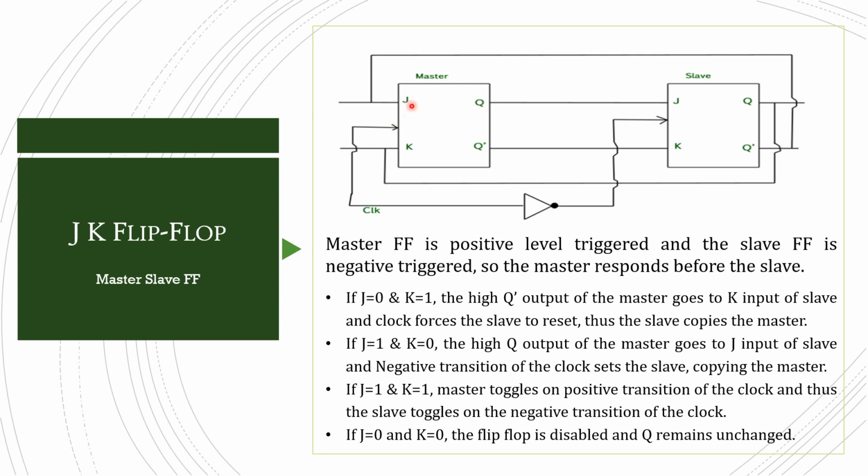Okay. If J is equal to 1 and K is equal to 1, the master toggles on the positive transition of the clock, and thus the slave toggles on the negative transition of the clock. If J is equal to 0 and K is equal to 0, the flip-flop is disabled and the Q remains unchanged.